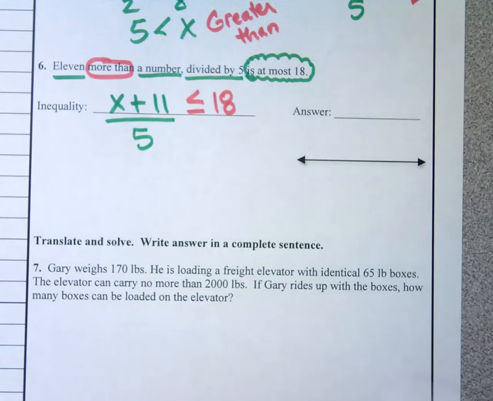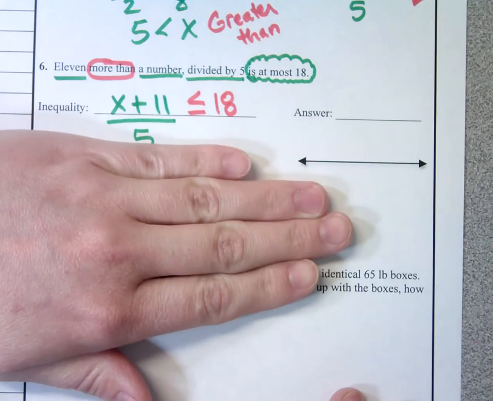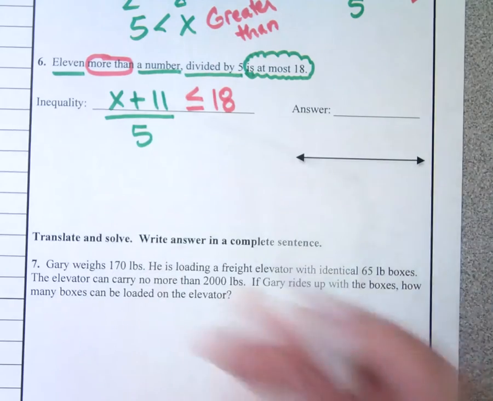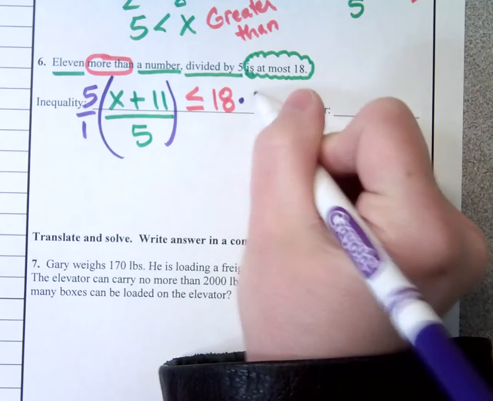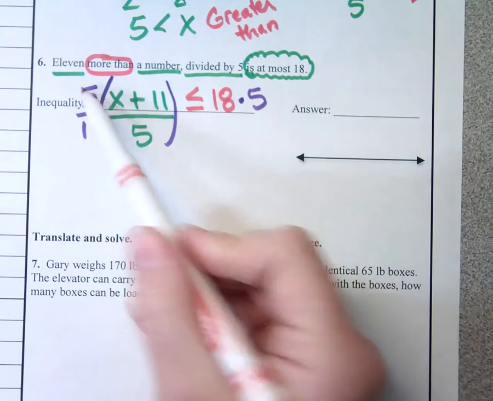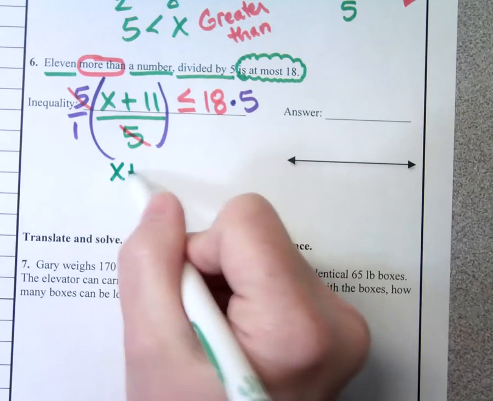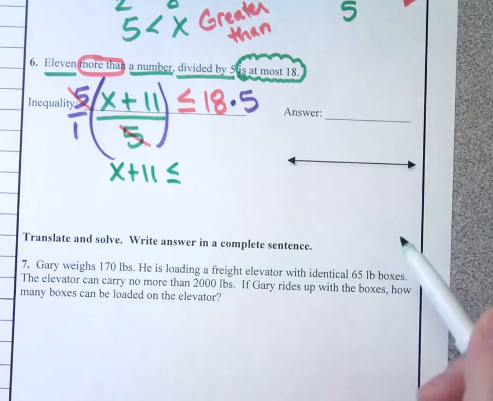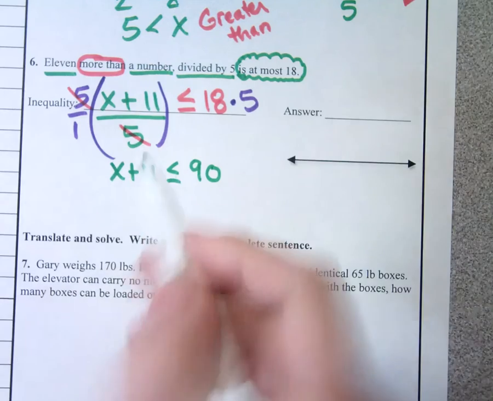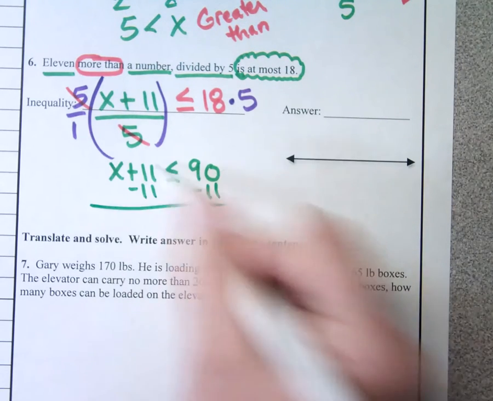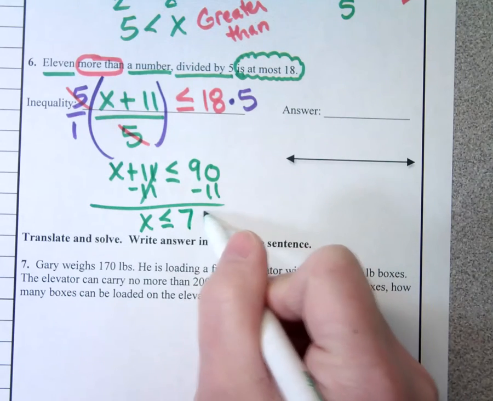Okay, now I need to solve this problem. This problem would be really easy if I didn't have that divide by 5. So let's get rid of our divide by 5. How do you get rid of division? We multiply. So I'm going to multiply this side by 5, and I'm going to multiply this side by 5. Over here, these 5s are going to cancel out. All I'm left with is x plus 11. I drop my symbol. And 18 times 5 makes 90. And then I just get rid of my positive 11 by subtracting. And then my symbol drops. And if I subtract that, I get 79.